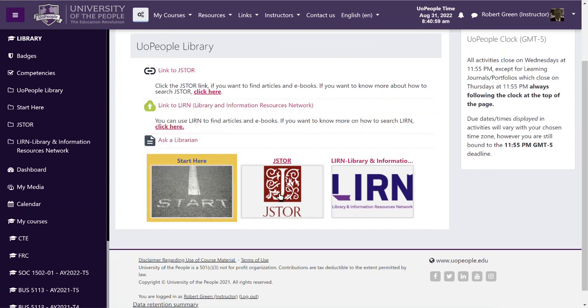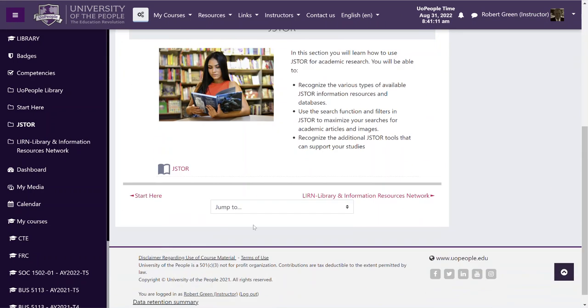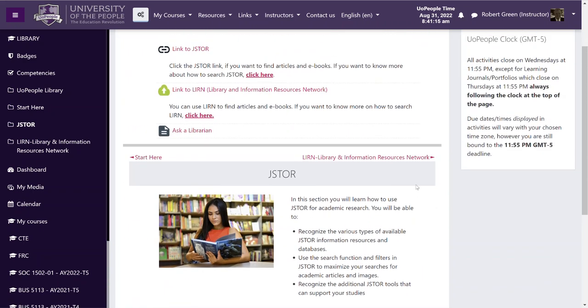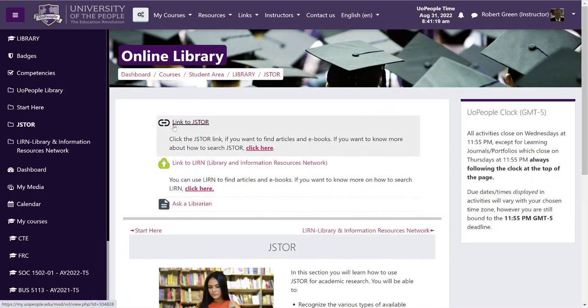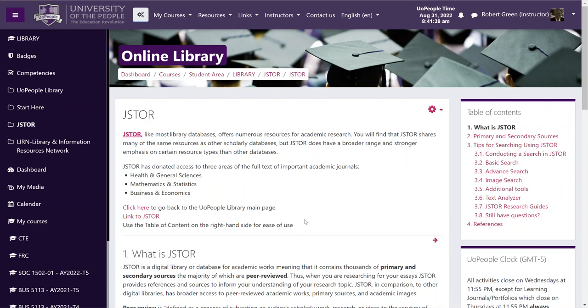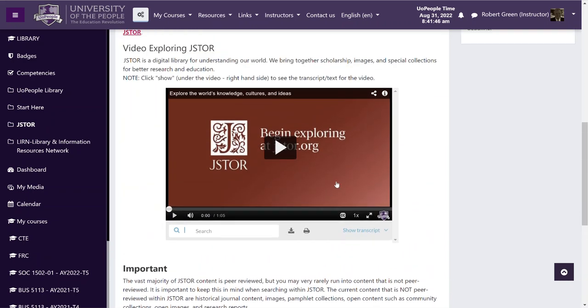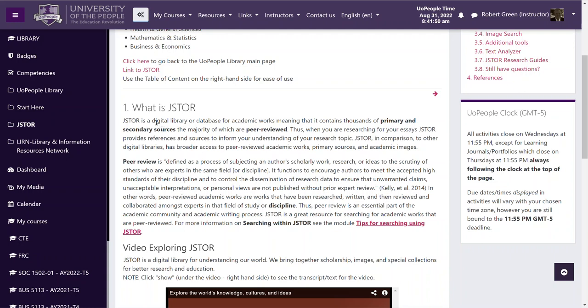Now, go to JSTOR, this one in the middle. Click on it, and you're going to see that you have some options here for research. Here it says link to JSTOR, link to the Library and Information Resource Network, or Ask a Librarian. What I would do is go to JSTOR. If you're not familiar with JSTOR, make sure that you understand what JSTOR is. It's a digital library. It's got a lot of academic scholarly works.